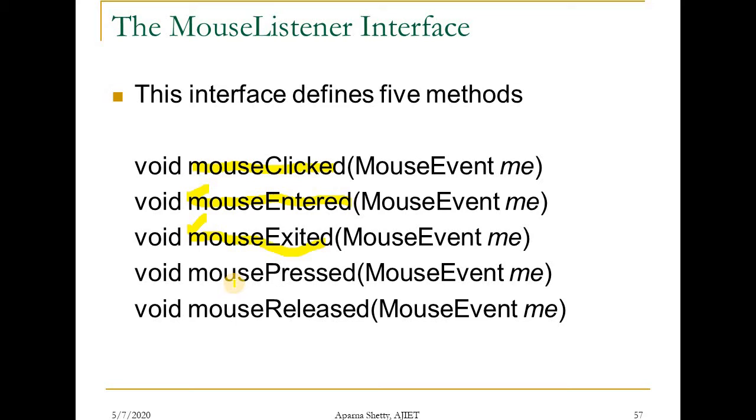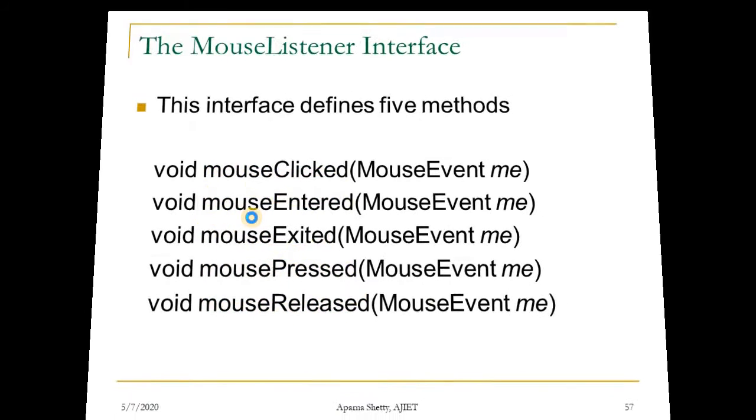See, mouse click is different, mouse press is different. Mouse click is you just click and leave it. Mouse press means you hold the mouse for a longer time. If the mouse is pressed, the mouse pressed event will occur, which is handled by the mouse pressed listener. After pressing, when you release the mouse, the mouse released event will occur, which is handled by mouse released. So these are the mouse listener interfaces.